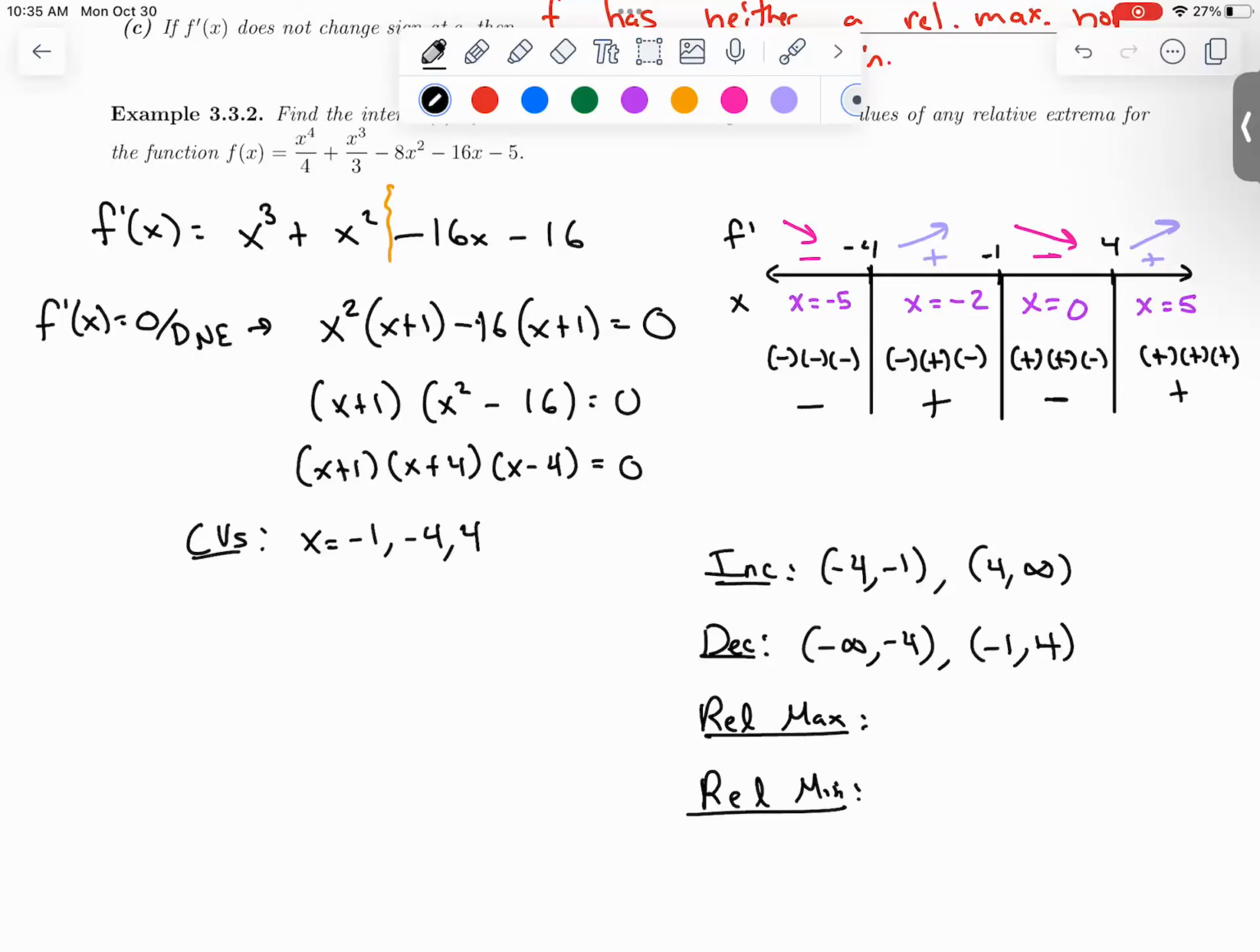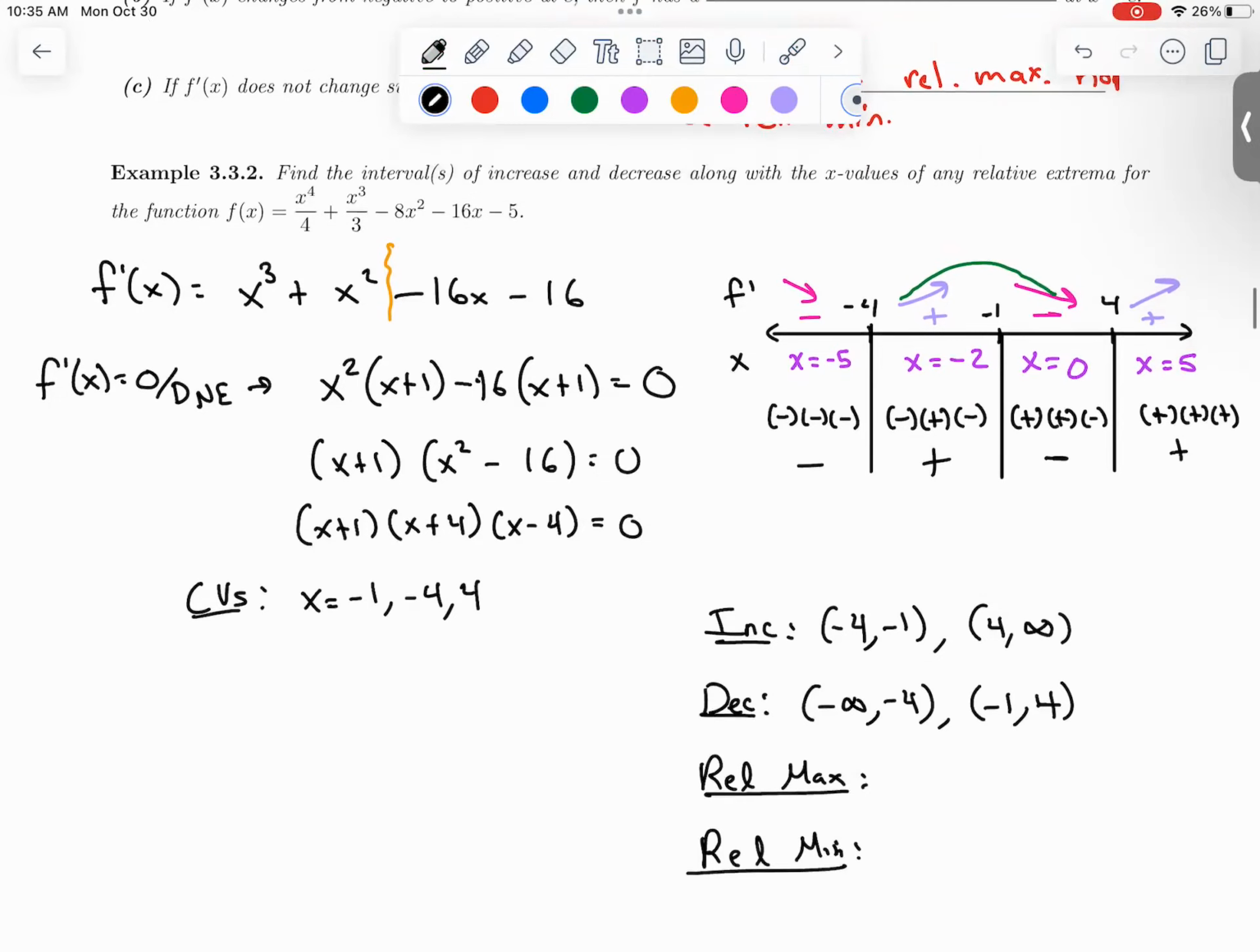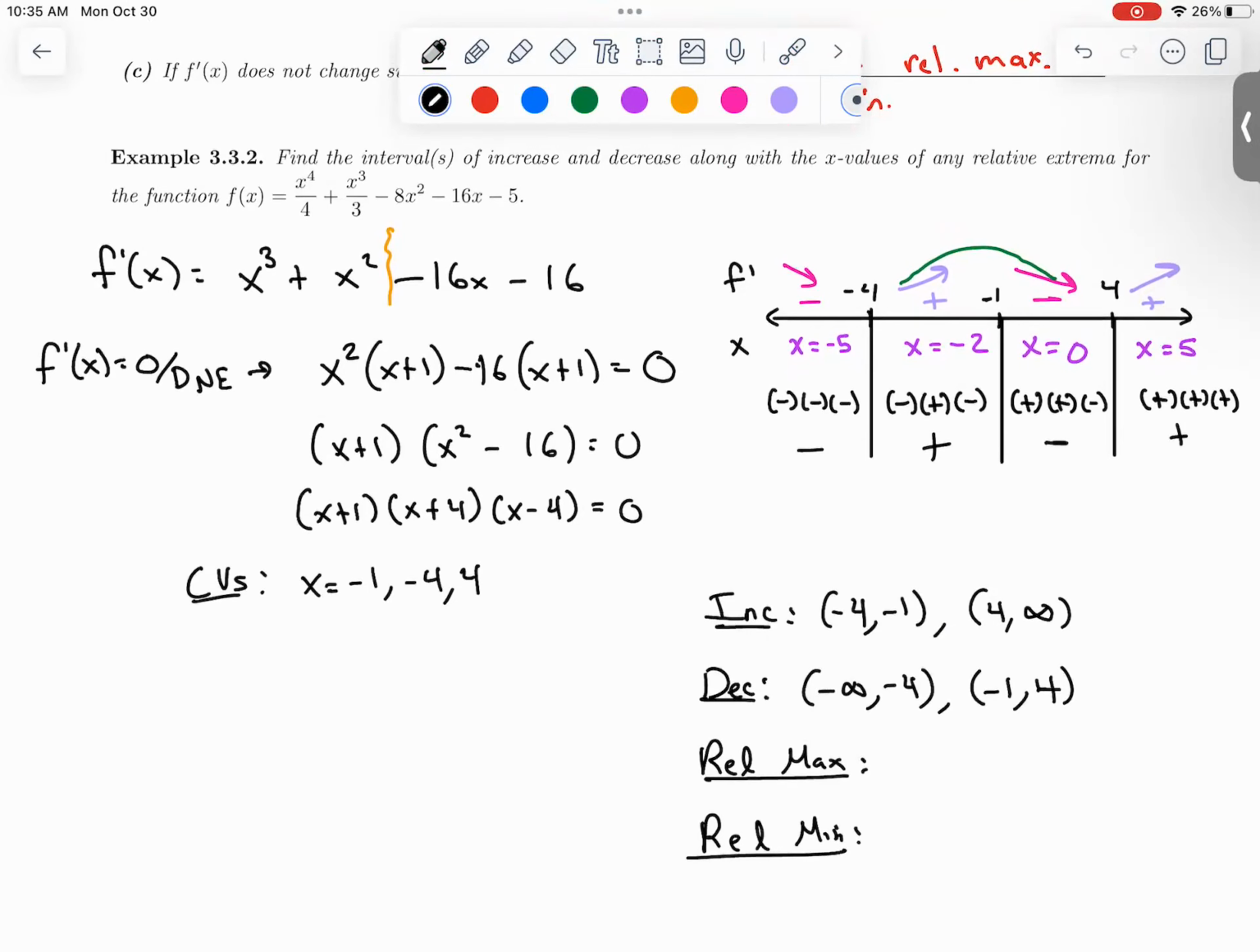So relative max, this is why I like drawing that little picture up above, because then you can imagine where the increasing and decreasing, like where the relative maxes and mins occur. Right here, when it goes from positive to negative, we're going to have a little hill, which means we're going to have a relative max. And notice this says find the x values of any relative extrema. It doesn't say find the relative max. So all I need to list is the x values.